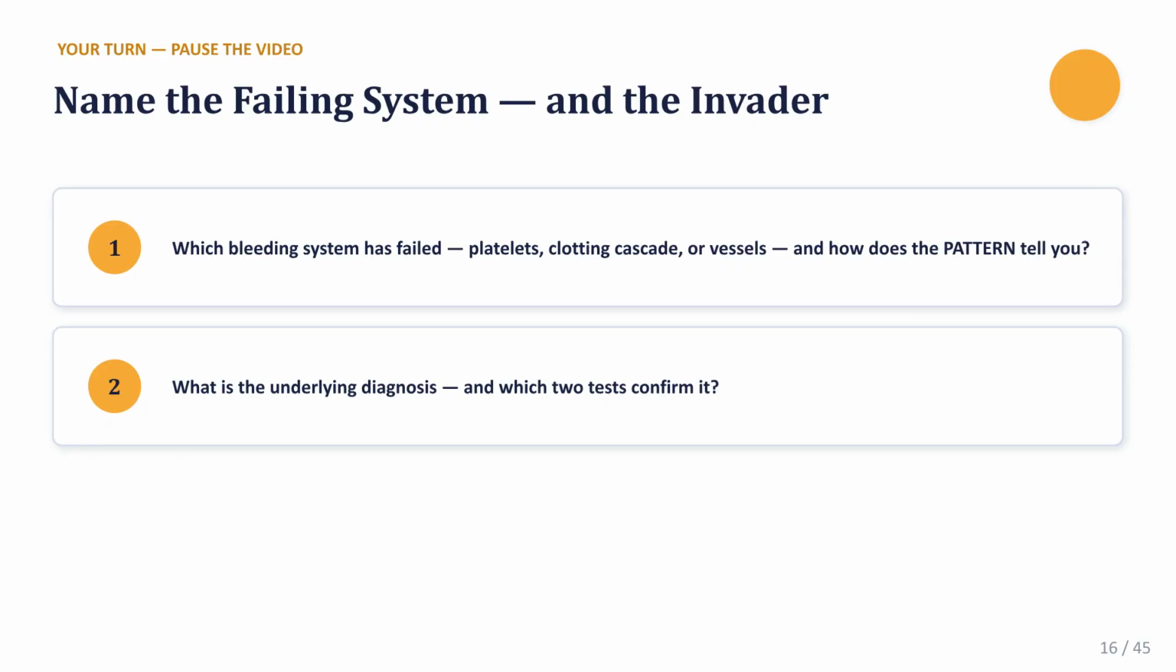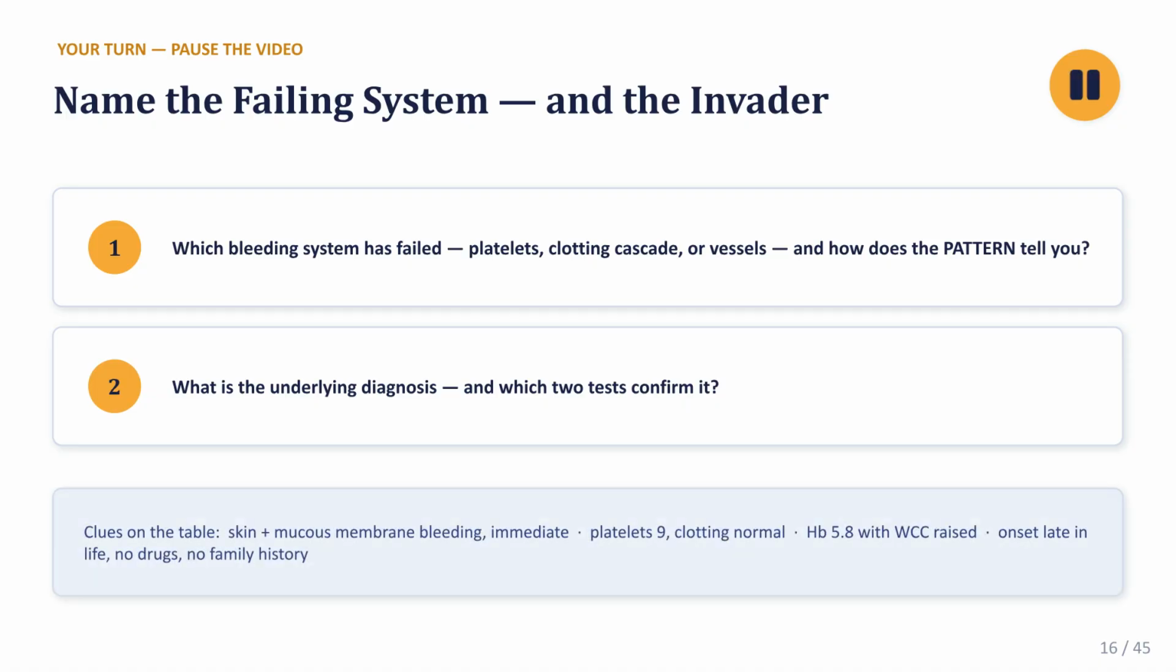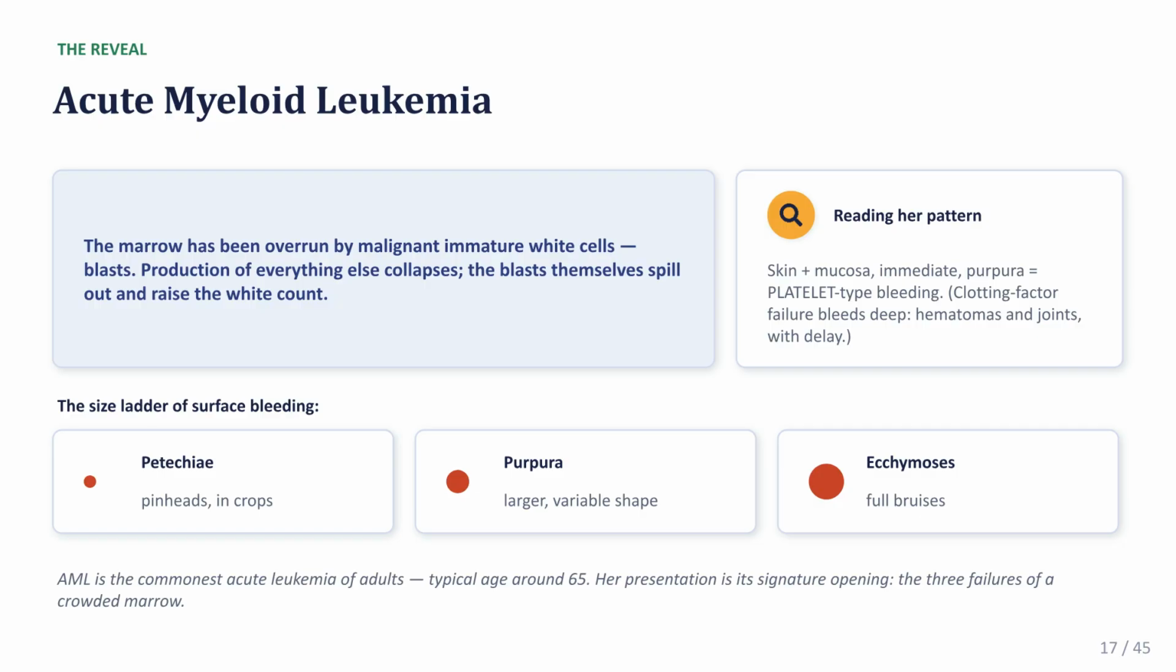What does the pattern tell you? Next, identify the underlying diagnosis and the 2 tests needed for confirmation. Her clinical picture includes skin and mucous membrane bleeding, a low platelet count, and a raised white count. What process explains this? The diagnosis is acute myeloid leukemia.